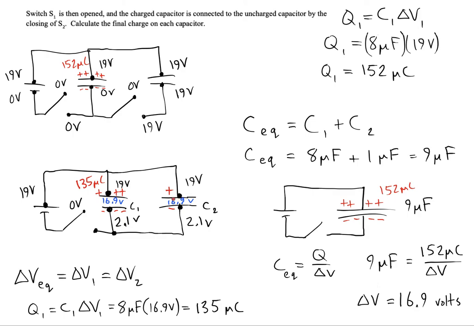Let's figure out how much charge is on C2 simply by subtracting. Take the 152 microcoulombs and then subtract your 135 microcoulombs, and this will give us Q2. It's 16.9 microcoulombs.